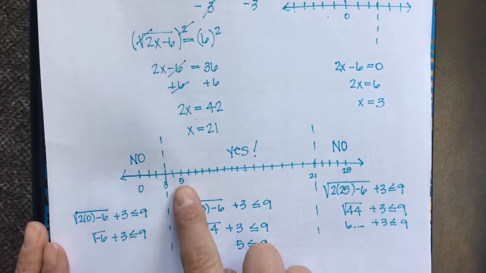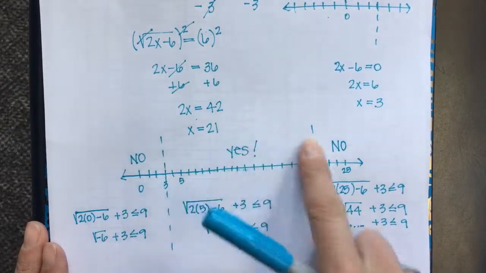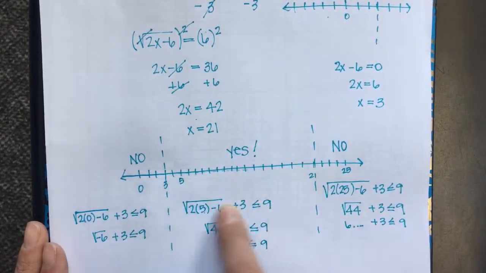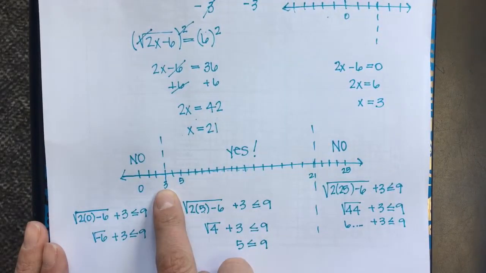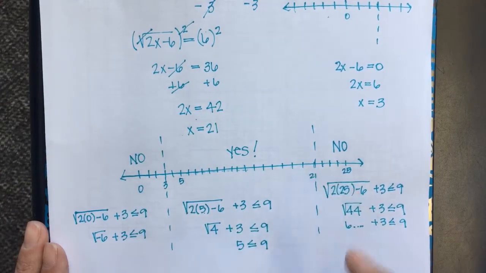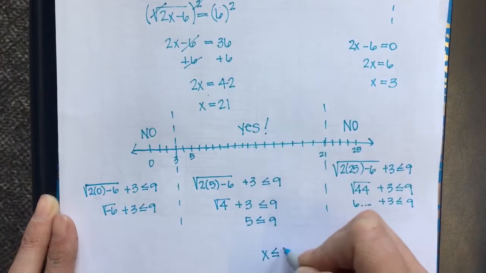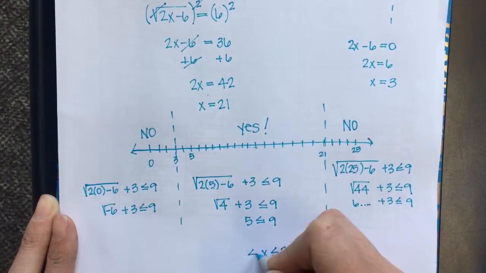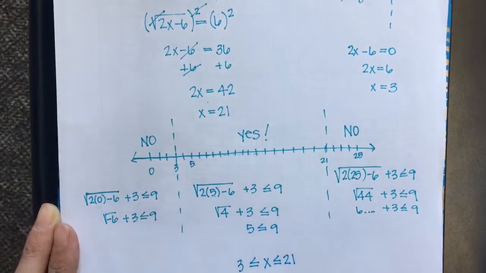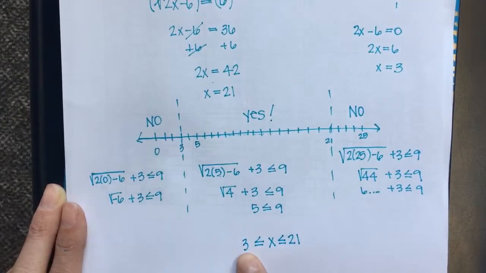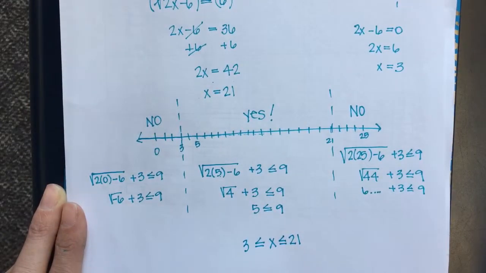So now we're looking for, yes, what numbers do work? These numbers work. I have to figure out how to write it. Everything between 3 and 21. So x has to be less than or equal to 21, but greater than or equal to 3. All the numbers between 3 and 21 are solutions.